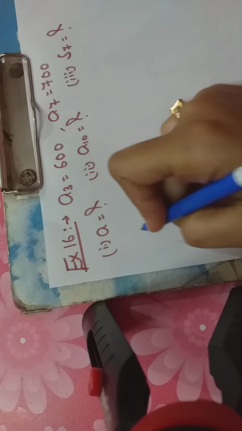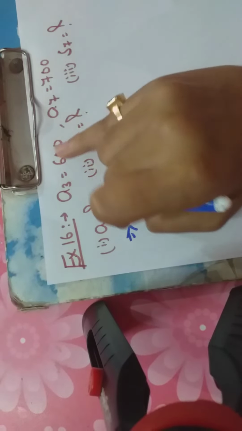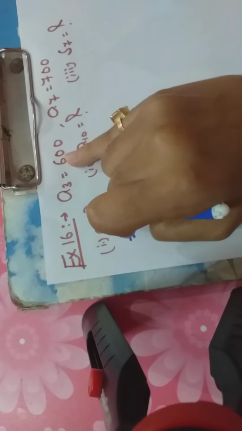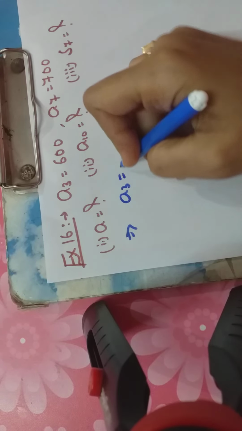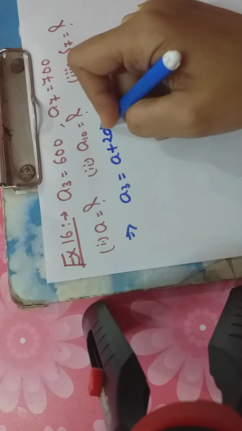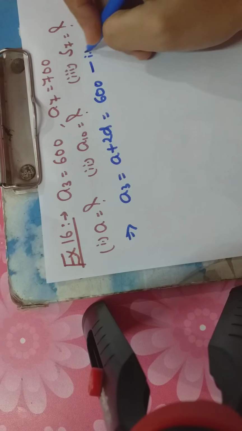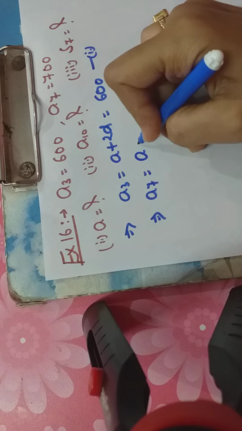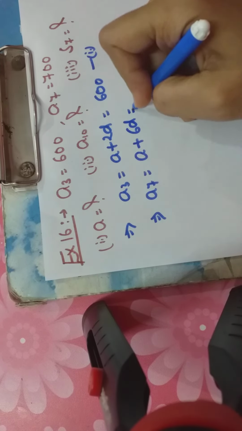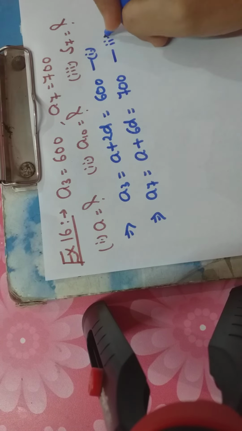So the data known to us is that A3 is 600 and A7 is 700. A3 in general form can be written as a plus 2d, and its value is 600 according to the question. This is our first equation. A7 in its general form is a plus 6d equals 700. This is our second equation.